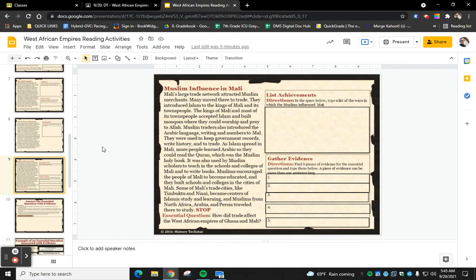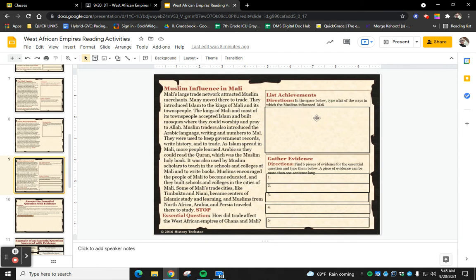They were used to keep government records, write history, and to trade. As Islam spread in Mali, more people learned Arabic so they could read the Quran, which was the Muslim holy book. It was also used by Muslim scholars to teach in the schools and colleges of Mali and to write books. Muslims encouraged the people of Mali to become educated, and they built schools and colleges in the cities of Mali. Some of Mali's trade cities, like Timbuktu and Niani, and also Djenne, became centers of Islamic study and learning, and Muslims from North Africa, Arabia, and Persia would travel there to study.